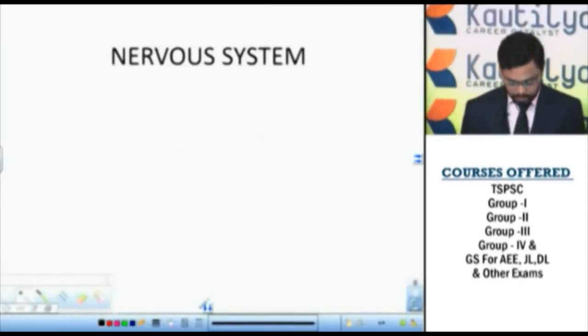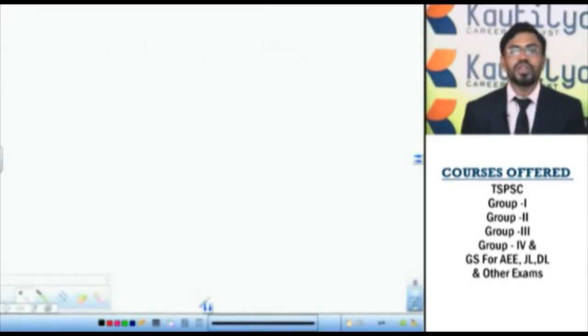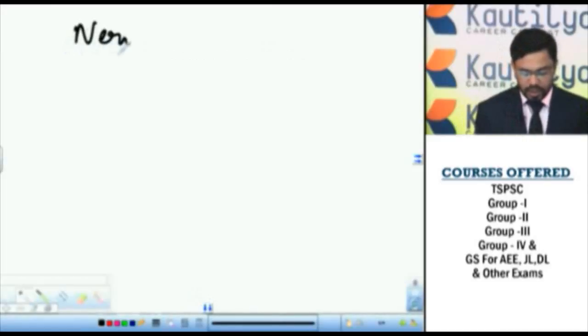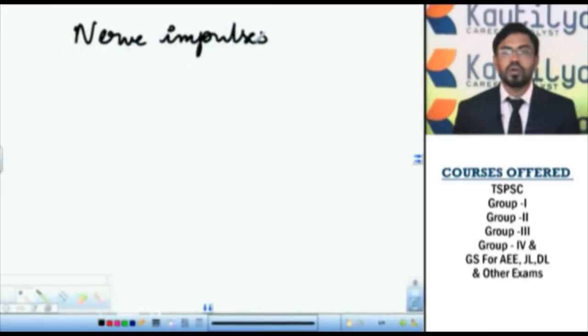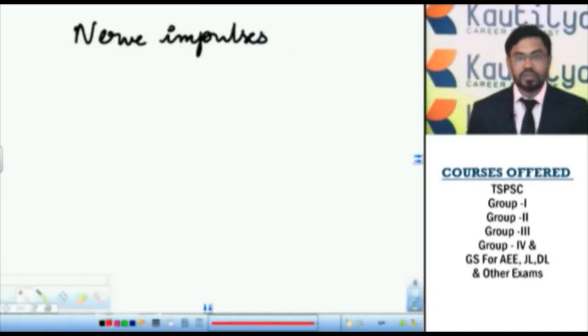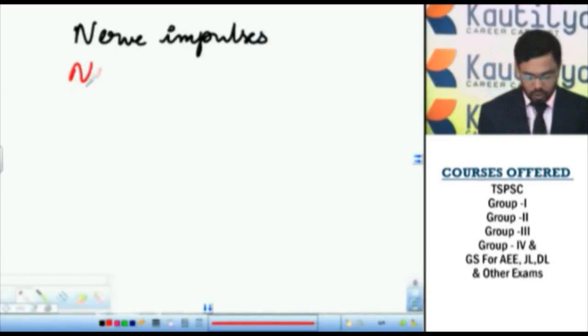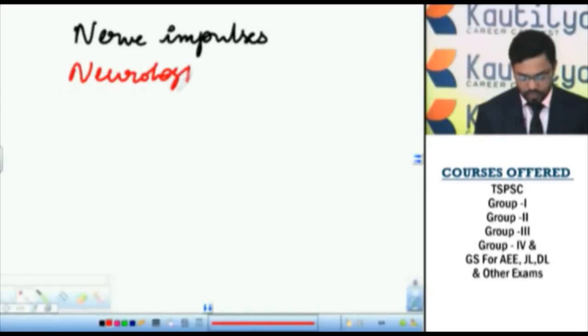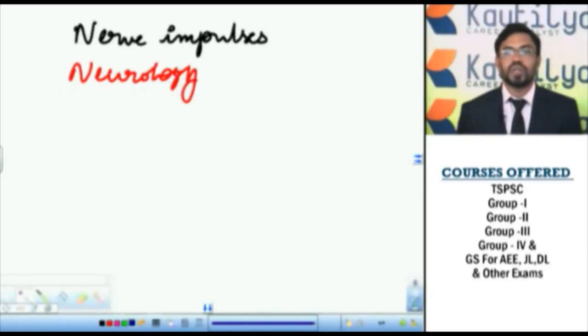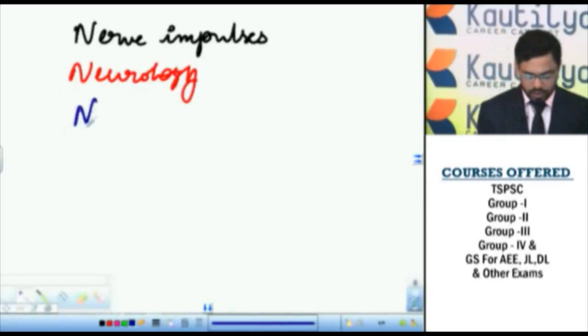The nervous system coordinates the body functions through the transmission of electrochemical impulses. They are called nerve impulses. The nervous system not only coordinates the internal functions of the body organs, but it also coordinates responses to external stimuli. The study of the nervous system is called neurology. The main structural and functional units of the nervous system are called neurons.